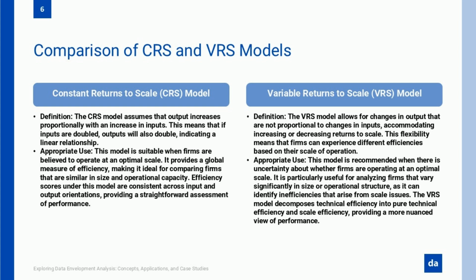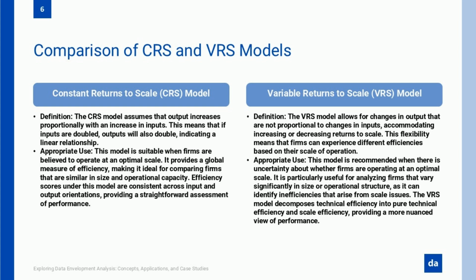CRS shines when you're already operating at peak efficiency. It gives you a clear, consistent measure to make sure everything's scaling up smoothly. VRS, on the other hand, is your go-to when life isn't that simple. Are your operations struggling to scale? Is your team underperforming? Or maybe you're overdoing it and wasting resources. VRS calls out inefficiencies and helps you figure out how to fix them. So, who wins? The truth is, they're both champions, but they play very different games.